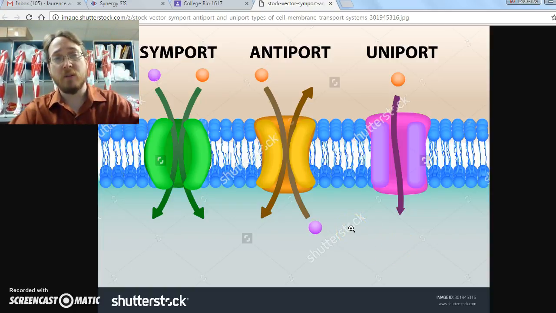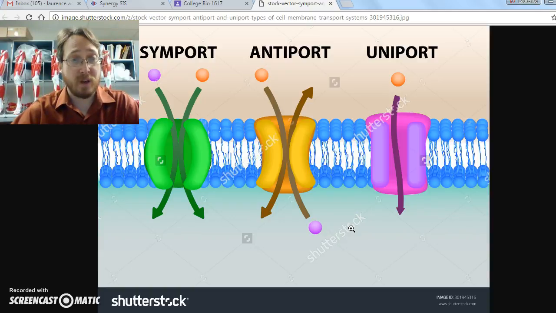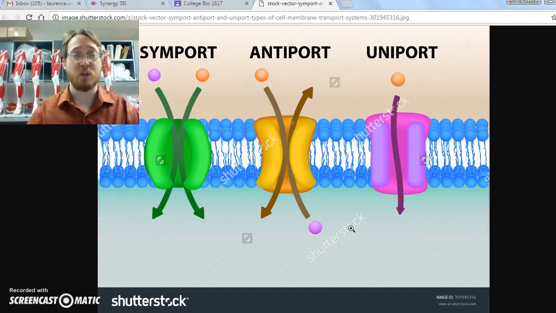Finally, we have antiporters, which are very similar to symporters. They move two particles, and one is with the concentration gradient and one against, but this time they're moving in opposite directions. They can move their particles in groups, so they can have a different ratio than 1 to 1. They can move 3 of one and 1 of the other, or 2 of one and 3 of the other. So they can move multiple particles in groups. But they will be moving their particles in sequence.